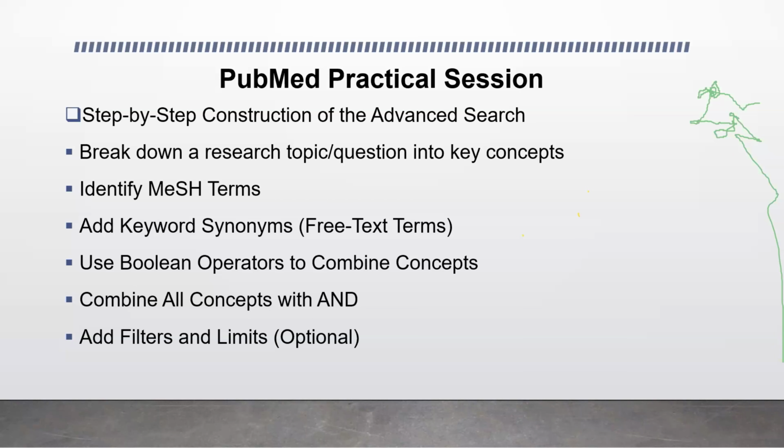So it's very important that you add the keyword synonyms. Also you can use Boolean operators to combine concepts, and finally you can combine all the concepts with the Boolean operator, and lastly you can add the filters and the limits, but that is optional. If your systematic review requires you to apply some filters or limits, you can do that, but it depends on the kind of systematic review that you are doing.